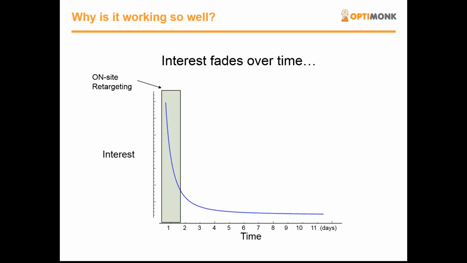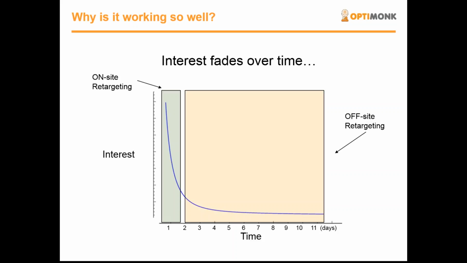With on-site retargeting, you can retarget these visitors in those very short time slots when their interest is the highest. While unfortunately with off-site retargeting, you can reach them only after they've left your site, maybe in 1 or 2 days, but usually after several days. And yes, their interest is usually much lower than it was when they were just on your website.